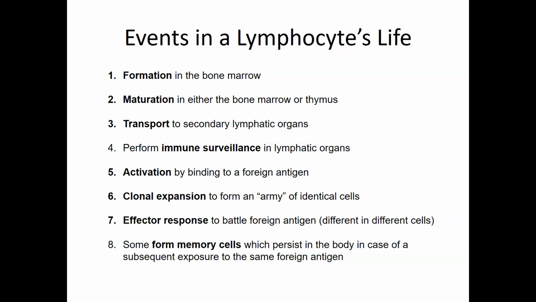The effector response is the attack. What is the lymphocyte going to do to battle that foreign antigen? That differs in detail between T and B cells. One thing that some lymphocytes will do after activation is form memory cells, which don't exactly participate in the attack on the foreign antigen, but are sort of socked away in the body for later, in case we're exposed to the same antigen another time.